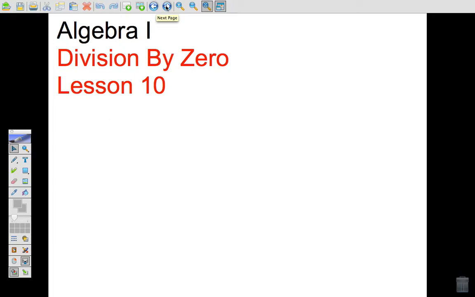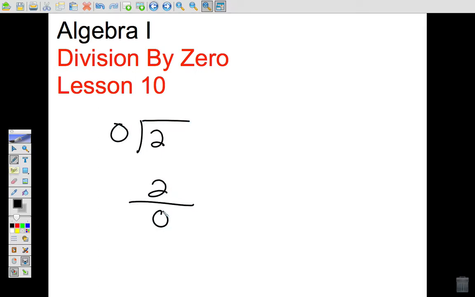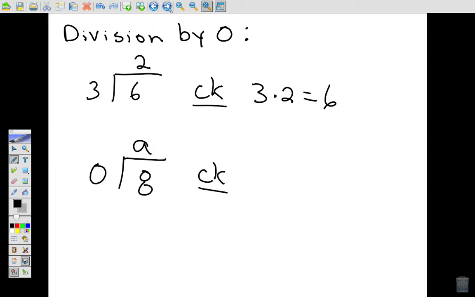Okay, lesson 10. Two topics are in lesson 10, and one of them is called division by zero. You've been told, probably for a number of years, that you cannot divide by zero. So for example, if you have 2 and you're dividing by 0, or maybe it could be written like this. And you've just kind of gone by that fact that it's impossible to divide by 0. Why though? So let's take a look at 2 examples that I have here.